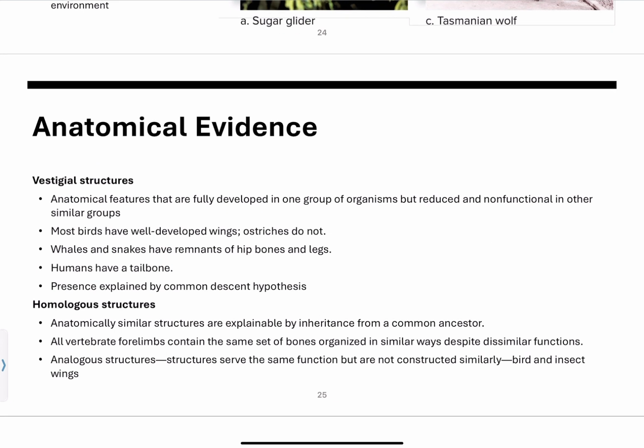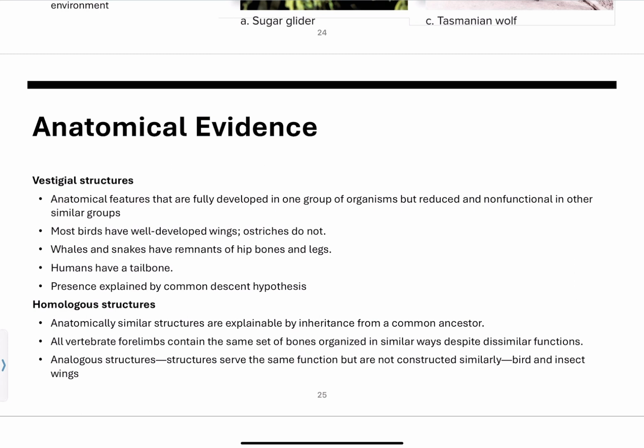So now let's talk about anatomical evidence, which is a key piece of the evolutionary puzzle. So let's first talk about vestigial structures. So these are body parts that are reduced in size and no longer serve their original function, but are still present because they were inherited from an ancestor. So whales and snakes have remnants of hip bones and hind limbs, even though they don't use them. In humans, we have a tailbone, which is a leftover from ancestors with tails. Ostriches, which can't fly, still have wings. So these vestiges make no sense unless you understand them in the context of common descent. They're leftovers from a shared evolutionary path.